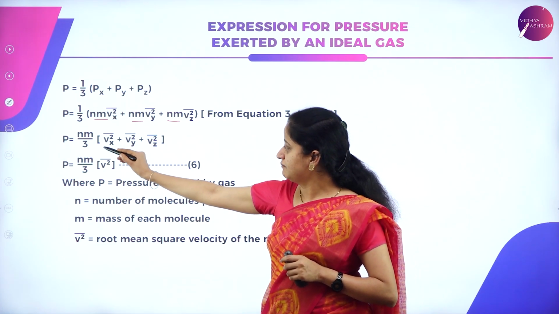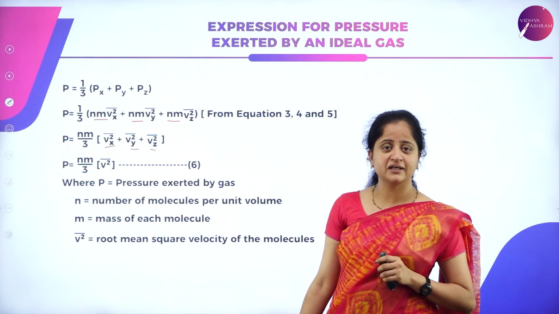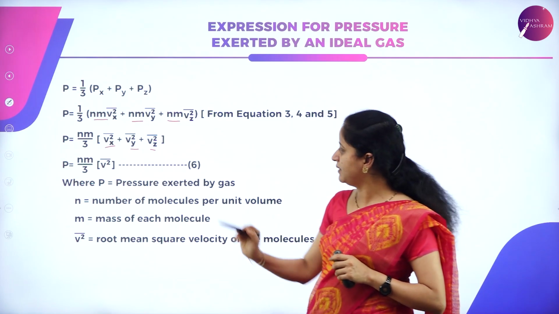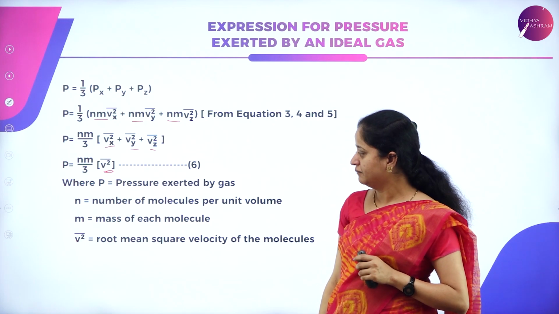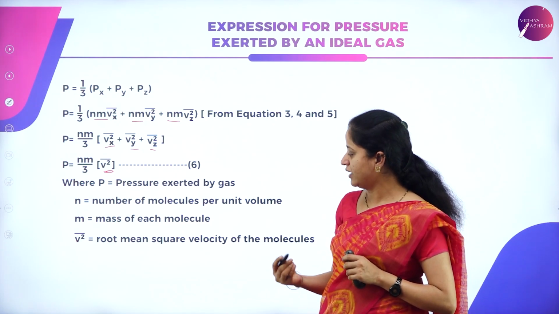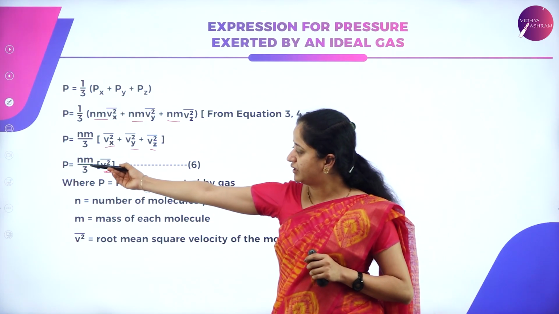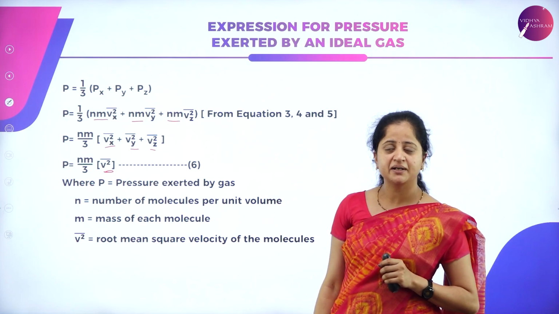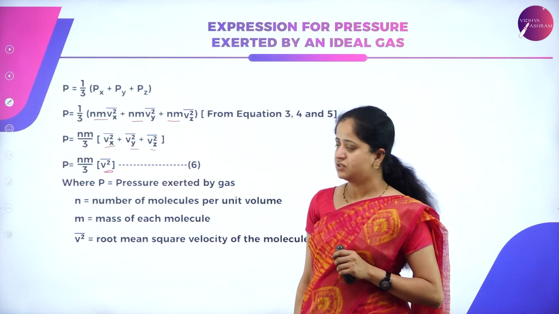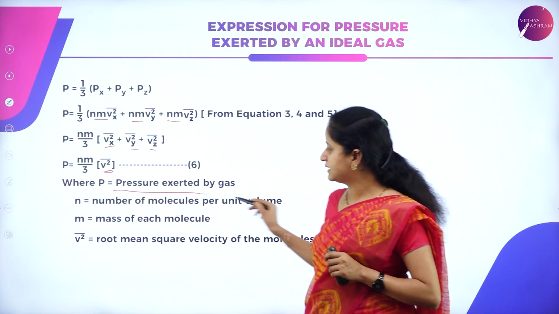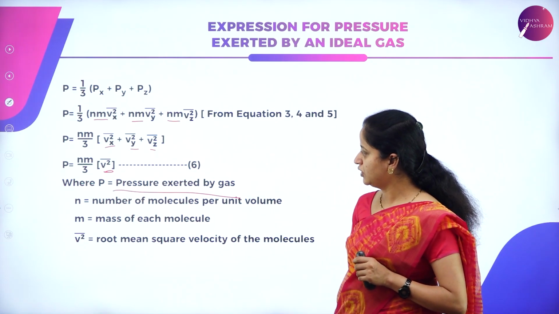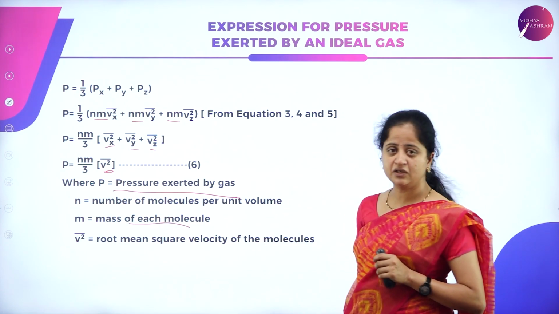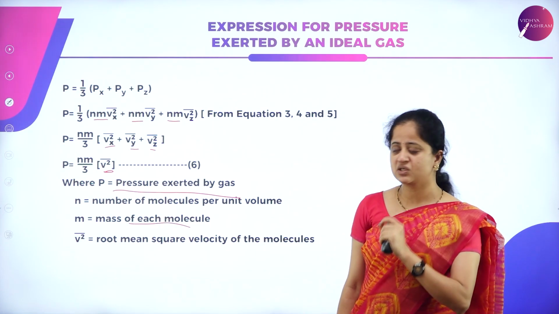Now it is nothing but the velocity of the molecule along x, y and z direction. So we can replace these vx, vy, vz with v. That gives us the root mean square velocity of a molecule. Now we can write it as P is equal to nm divided by 3 into v square. So here in this equation, P is the pressure exerted by the gas, n is the number of molecules per unit volume, m is the mass of each molecule, and v square is the root mean square velocity of the molecules.